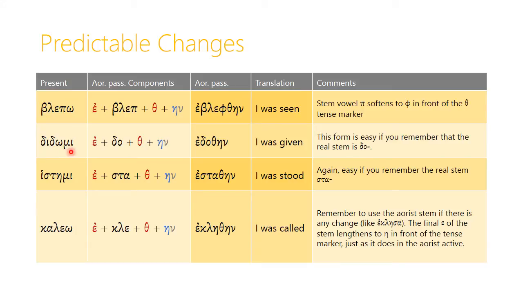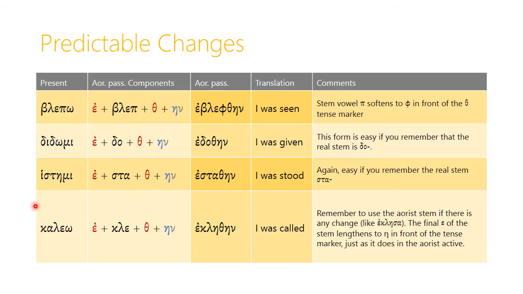Didomi isn't irregular at all, really, as long as we remember that the real stem of these mi verbs doesn't show up obviously in the present active indicative forms. So the real stem of didomi is do. And once we remember that, we add on the augment, the theta, eta connecting vowel, ending, and we get edothane, I was given. Similarly, with histemi, another verb that shows up quite a lot, if we remember that the real stem of histemi is sta, then we won't be surprised here that the aorist passive form is estathane, I was stood, or I was stood up.